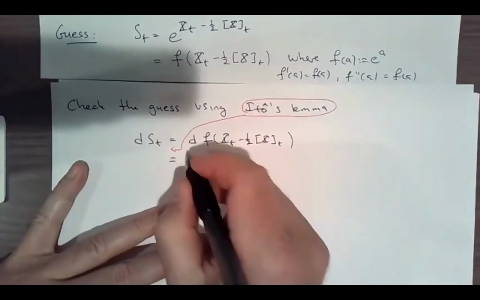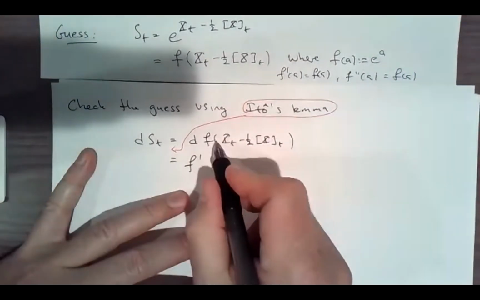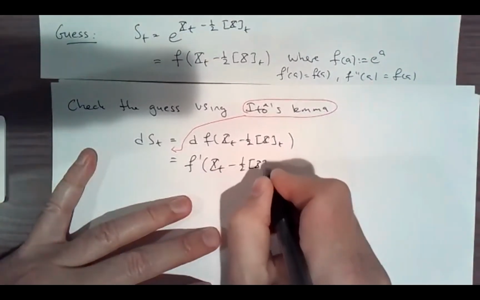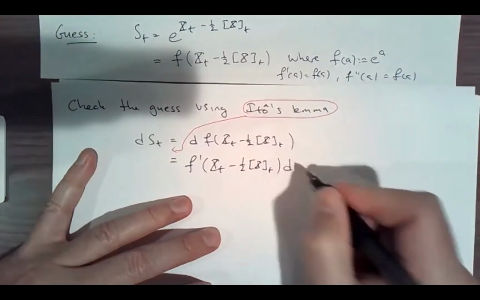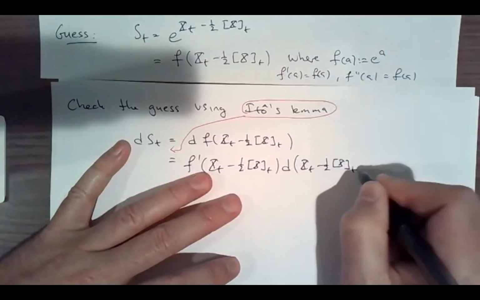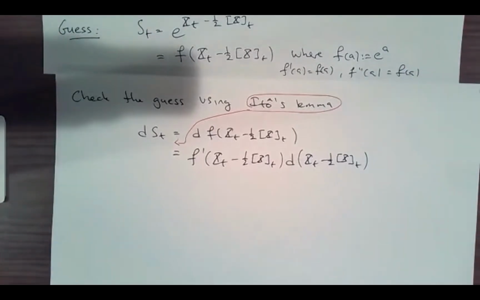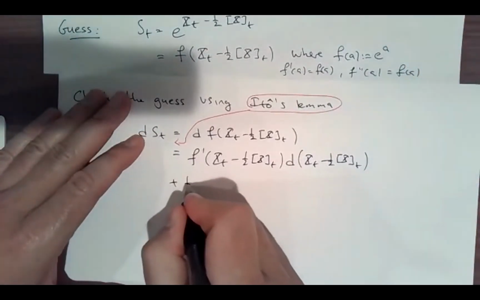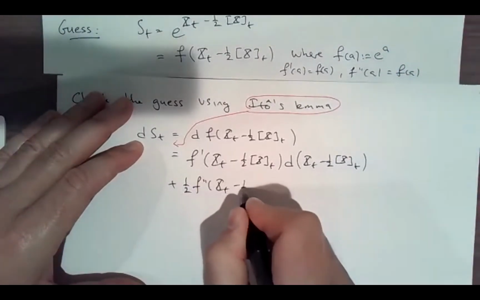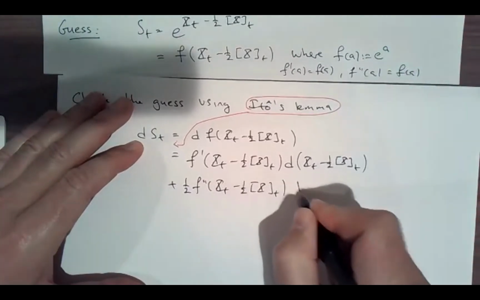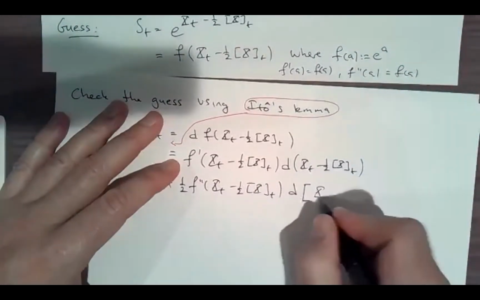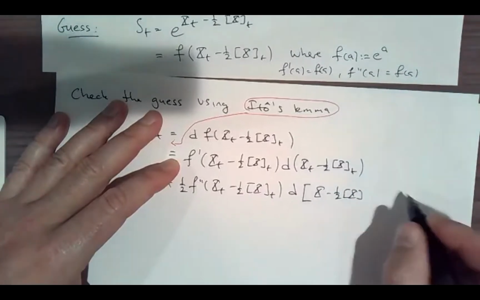Ito's lemma says that you have to compute f prime, and then you take this thing. So this is f prime evaluated at Xt minus 1/2 quadratic variation, and then you need d of this thing, Xt minus 1/2 quadratic variation of X. That was the first term. And then the second term, this is where we get 1/2. And then you need f double prime evaluated at Xt minus 1/2 quadratic variation of Xt. And then the quadratic variation. So I will take the quadratic variation of this object here. This will be X minus 1/2 Xt.